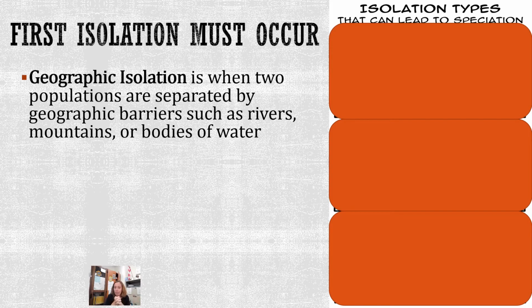So geographic isolation is the first type of isolation that can occur. This is when two populations are separated by a geographic barrier, something physical in the environment, such as a river, a mountain, a body of water. If it's something small like ants, let's say a giant puddle that doesn't dry up, there just has to be some way that they're separate from each other.